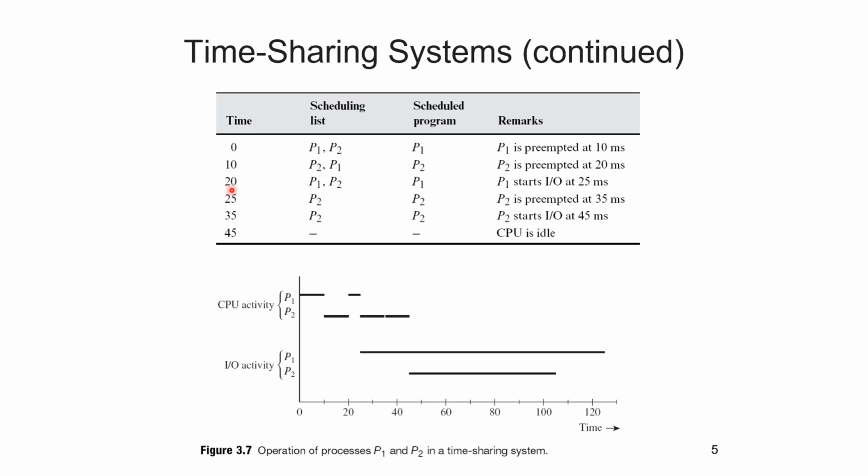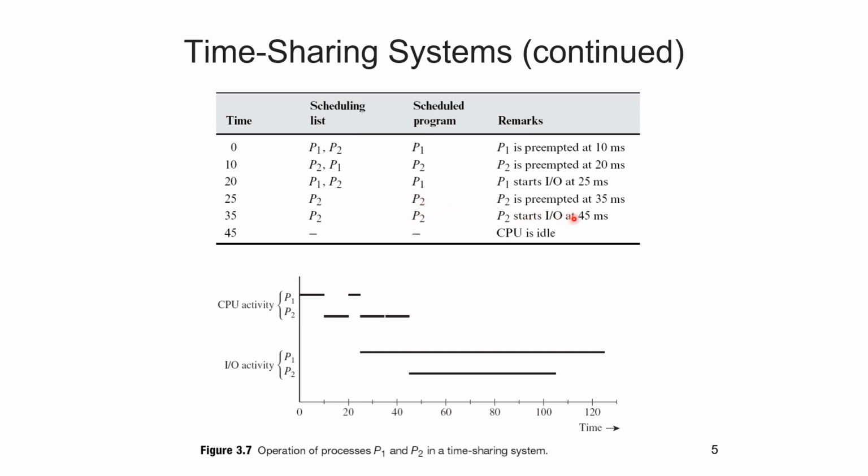So at the time T equal to 20, again P1 will be selected for scheduling. Selected program P1. So P1 has started the input output operation at 25 milliseconds. That means it uses the CPU for only 5 milliseconds of time, so its CPU computations are over. It starts using the input output operation at the time 25 milliseconds. P1 has completed the CPU execution, so in the queue I have only the P2 request. At the time T equal to 25, I have only one request, P2, so that P2 will be selected for scheduling.